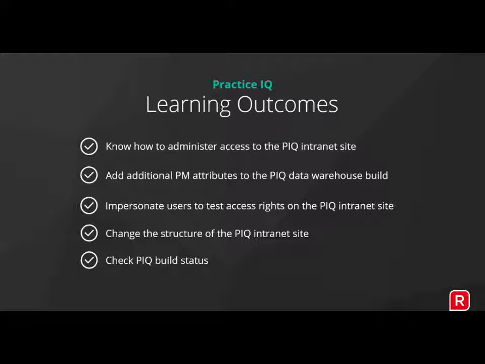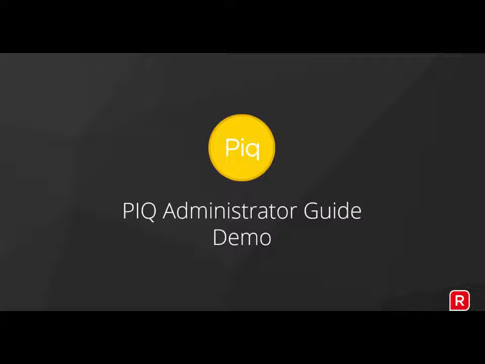We'll also have a look at how to actually change the structure of the intranet site using the files and folders underneath and the PIQ Portal Tool to switch those on. We'll also, again as we saw on the previous slide, the ability to check the build status for IQ. So without any further ado, we'll get on with the demo.